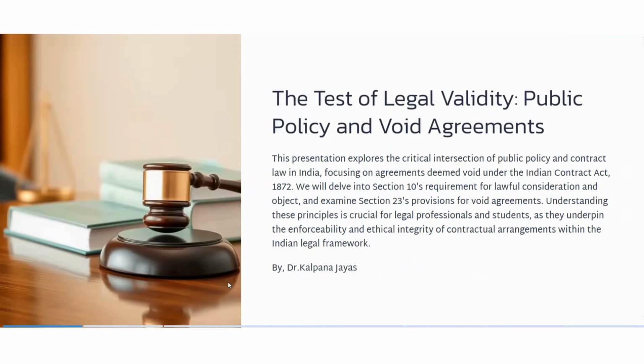We would explore Section 10's requirement, as already been done in my part 1 lecture, examining Section 23's provision for void agreements. Understanding these principles is crucial for legal professionals, and we'll be touching upon the enforceability and ethical integrity of contractual arrangements within the legal framework.